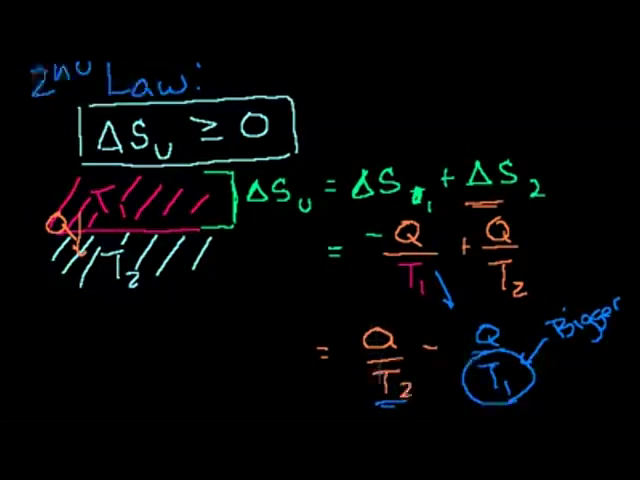You're dividing this Q by some number here to get something, and then you're subtracting this Q divided by a larger number. So this fraction is going to be a smaller absolute number. So this is going to be greater than 0. That tells us the second law of thermodynamics verifies this observation we see in the real world, that heat will flow from the hot body to the cold body.